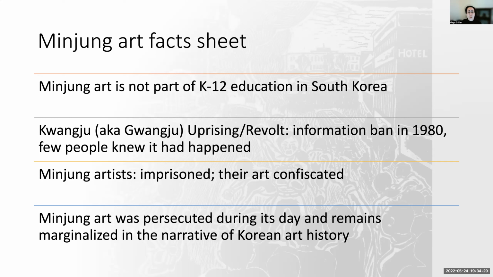The Minjung activists who knew a little bit more about it and who criticized it in their artworks, many of these artists were actually imprisoned for doing that, and their art was confiscated. So Minjung art is not the type of art that you would have seen in an art gallery or in a museum, but it was art made for a purpose. It was utilitarian art, political art. Back in the 1980s, Minjung art was persecuted, and it still is a somewhat marginalized field in the larger field of Korean art history. Very few scholars actually research this topic.